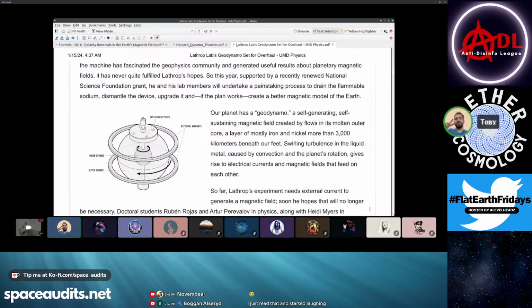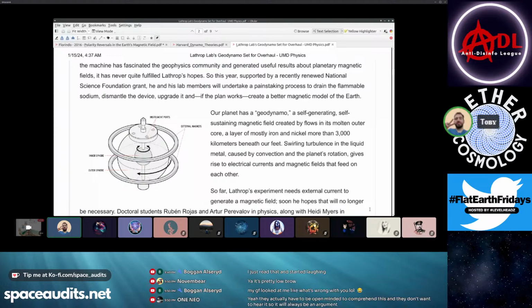So this year, supported by a recently renewed National Science Foundation grant, he and his lab members will undertake a painstaking process to drain the flammable sodium, dismantle the device, upgrade it, and if the plan works, create a better magnetic field of the Earth.